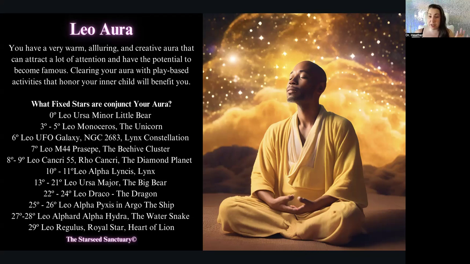So you might be very connected to Leah Kish and that starseed group. 22 to 24 degrees of Leo is Draco the dragon. You have a dragon aura, baby. I love that. 25 to 26 degrees of Leo, if that's your natal asteroid aura, that means it's conjunct Alpha Pixis and Argo the ship. We just had one of the eclipses that was conjunct Argo the ship. So that would mean that your aura was very activated during the spring eclipse season of 2025.